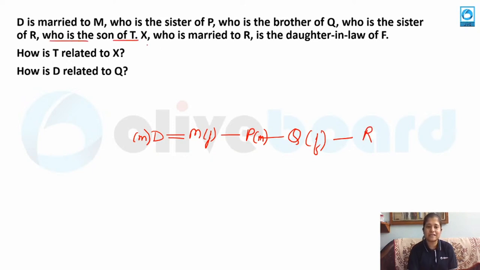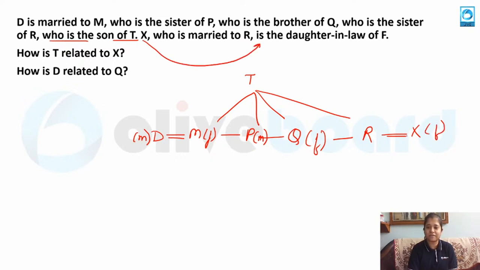R is the son of T, so they are the children of T here. That means T will be here. X is married to R, who is the daughter-in-law of F. So X is a female person and R will be a male person. X is the daughter-in-law of F, so F will be here. Now, you cannot determine the gender of T or F.